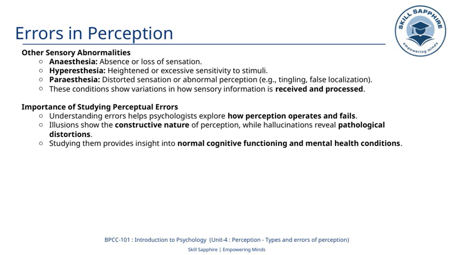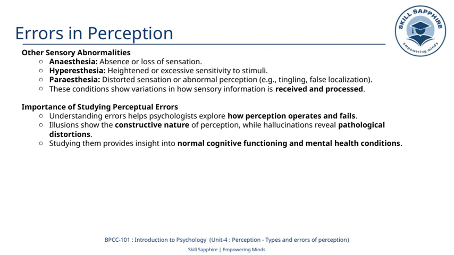First, anesthesia refers to the absence or loss of sensation, which can happen due to medical procedures or nerve damage. Then, there's hyperesthesia, where sensitivity to stimuli is heightened or excessive, making even minor sensations feel intense. Lastly, paresthesia involves distorted sensations or abnormal perceptions, such as tingling or false localization of stimuli, like feeling a limb is still there after it has been moved or numbed. These conditions highlight how variations in sensory processing can alter our perception of the world around us.